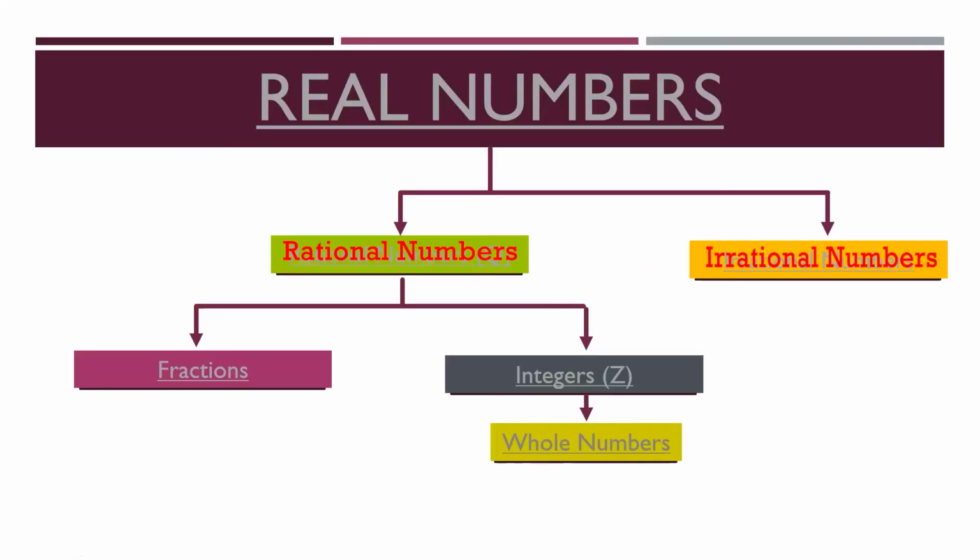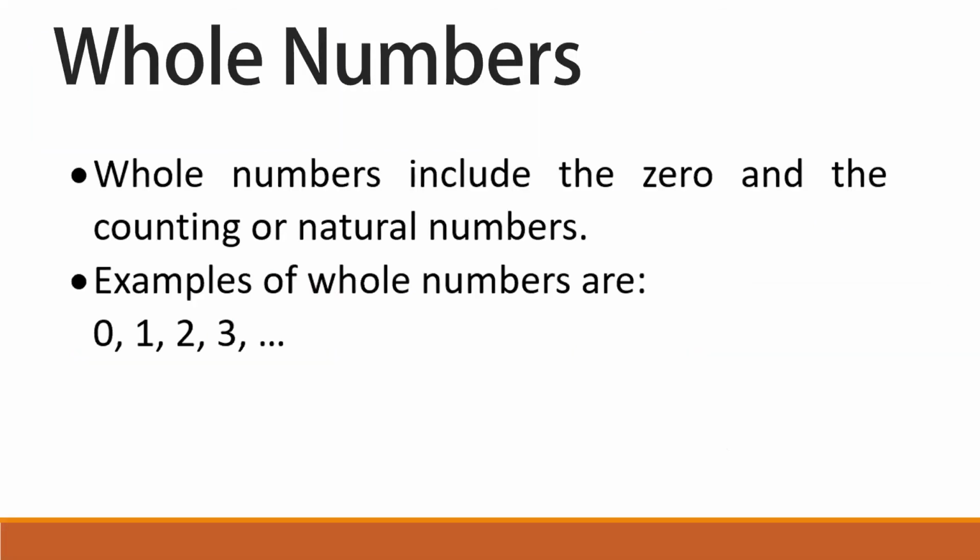Under integers, we have the whole numbers. So what are whole numbers? Whole numbers include the 0 and the counting or natural numbers. Examples of whole numbers are 0, 1, 2, 3, and so on. Meaning to say, whole numbers only include the 0 plus the positive integers. So the least whole number is 0.